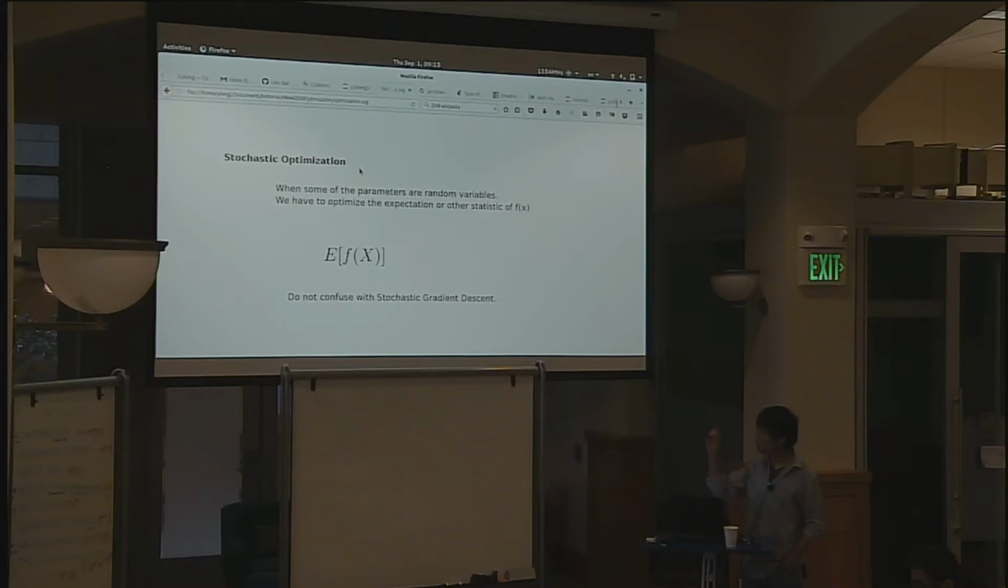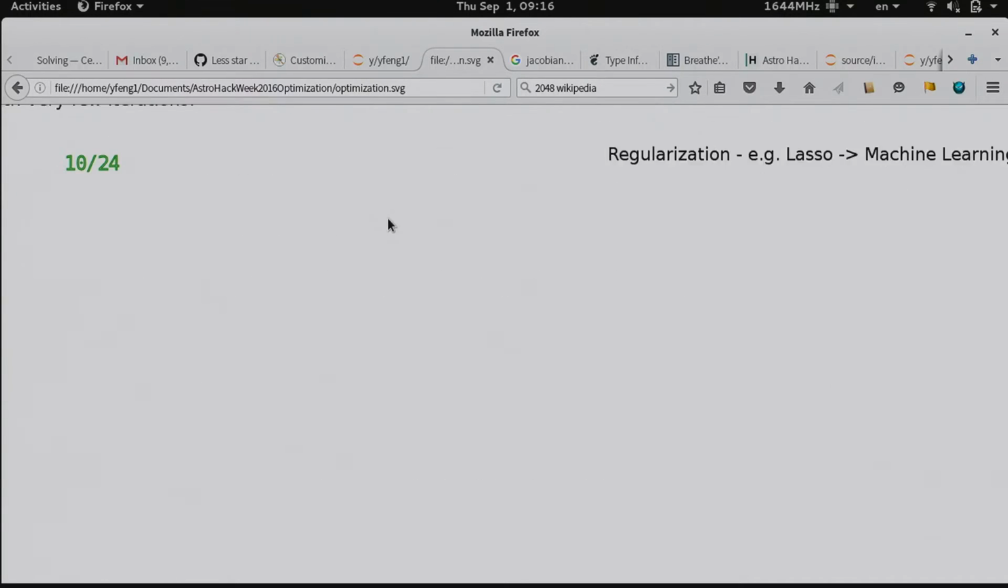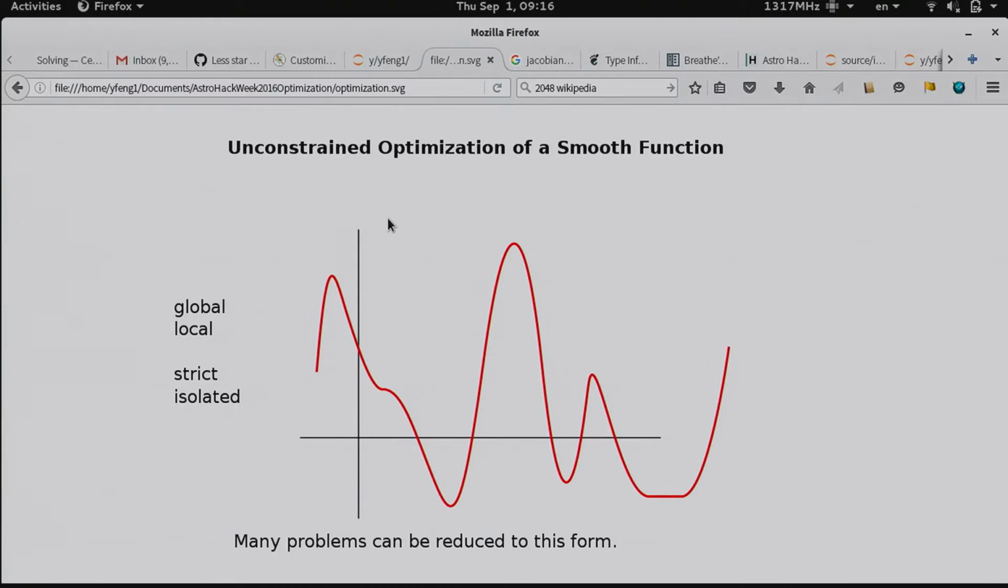Many problems are also stochastic. For example, if we want to optimize the profit of a stock portfolio, the performance of each stock is random. It's stochastic. For these stochastic problems, you usually have to look up the literature and look for algorithms. So we go back to the main focus of our field, which is unconstrained optimization of a smooth function.